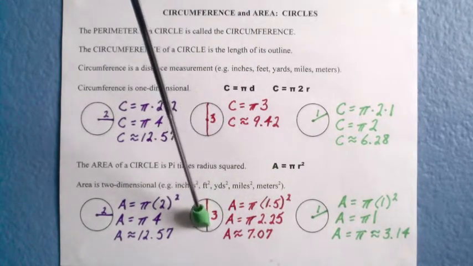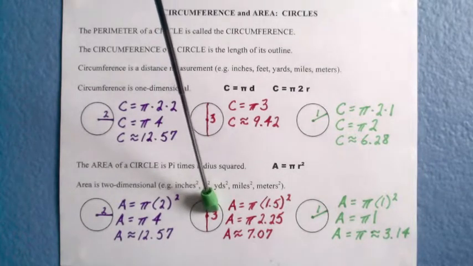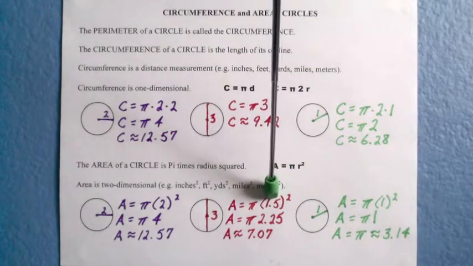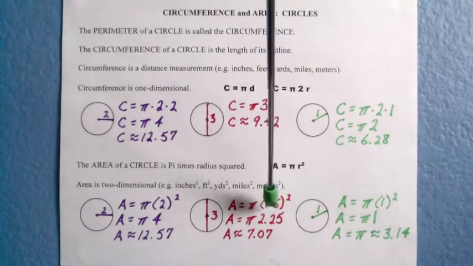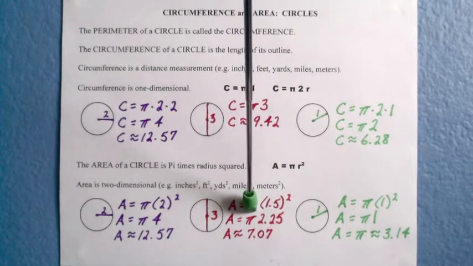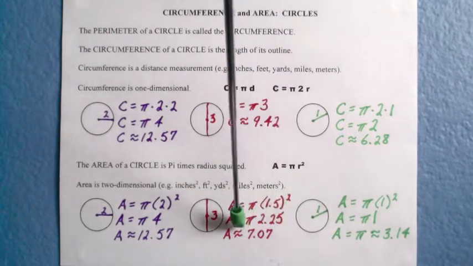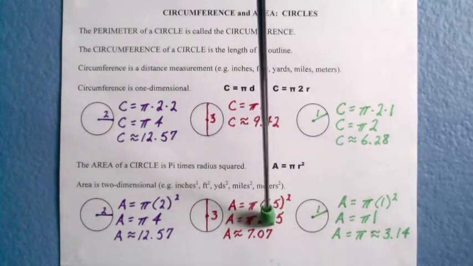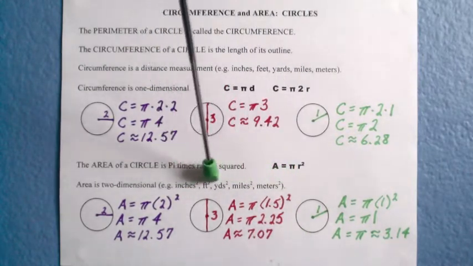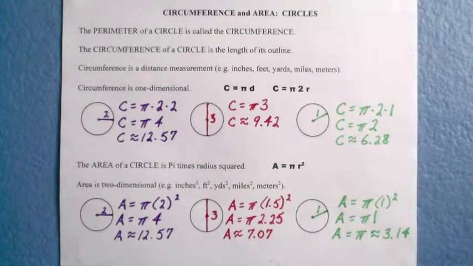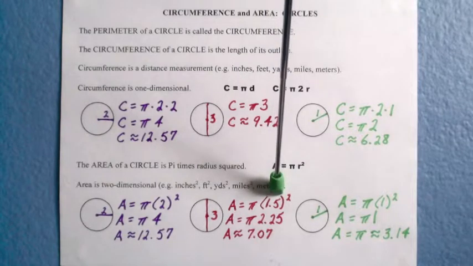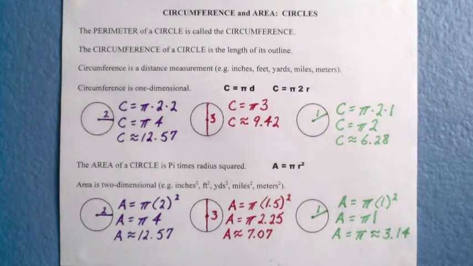Well, the diameter is 3, so the radius is half of that. Half of 3 is 1.5. So I am going to square 1.5. That is 2.25. So I have area equals pi times 2.25, which is approximately 7.07, whatever the units are, squared. Inches squared, feet squared, yards squared, miles squared, meters squared. Because when you square the radius, you're squaring the units as well.